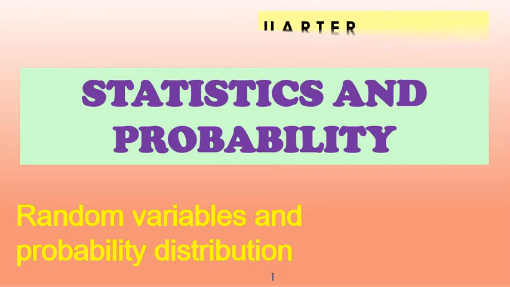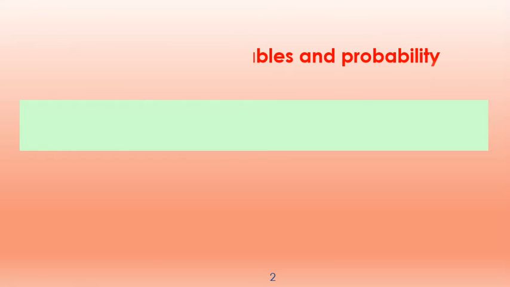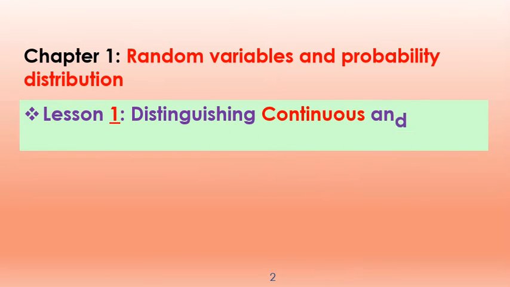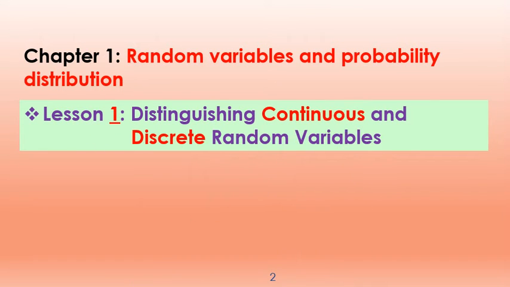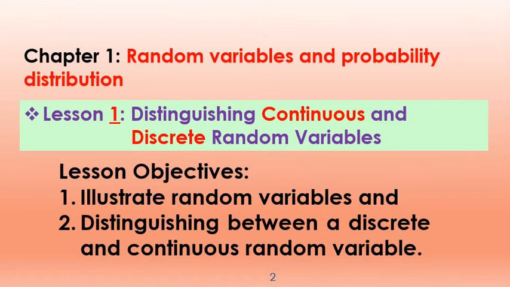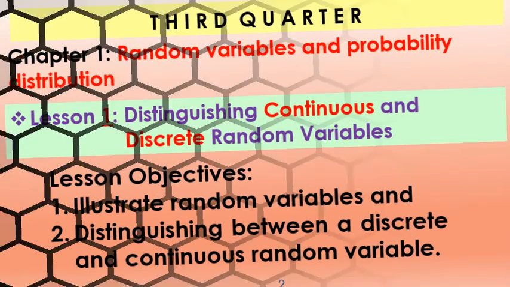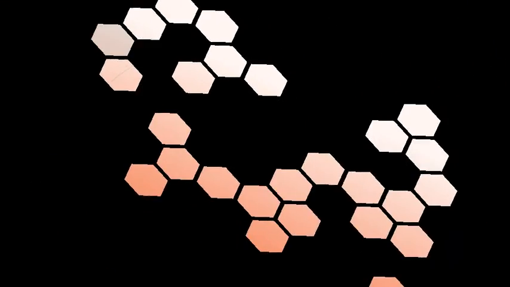So we are now on our third quarter, and our subject is statistics and probability. Our first lesson is distinguishing continuous and discrete random variables. Our lesson objective is, first, for you to be able to illustrate random variables, and second, to distinguish between a discrete and a continuous random variable.